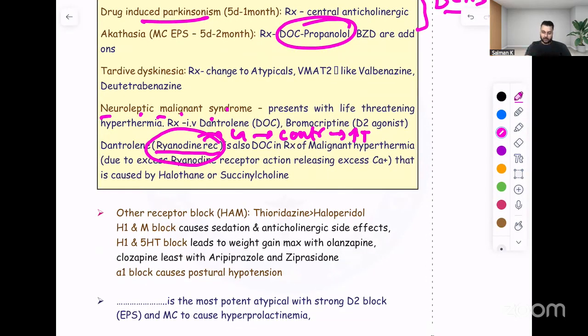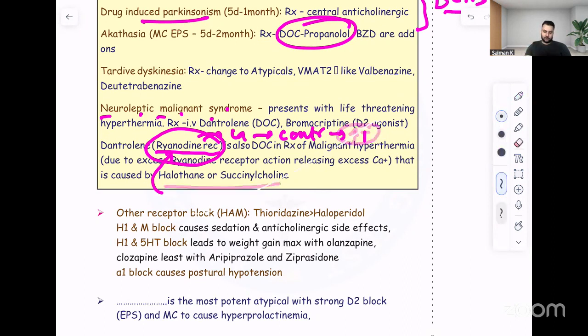Or when you give some anesthetic drugs like halothane, succinylcholine, they also can hijack this receptor, the ryanodine receptor. And what happens due to this is simply there will be too much temperature increase, leading to deaths also. It's a very dangerous situation.